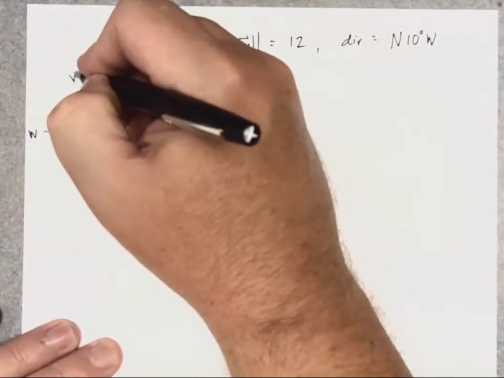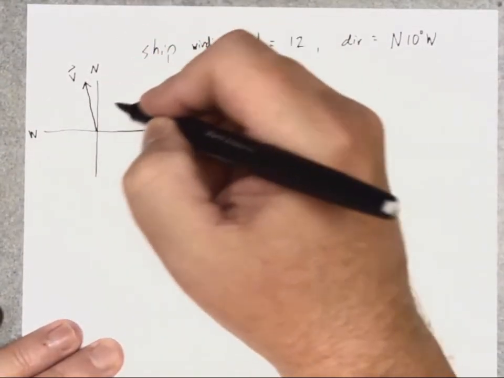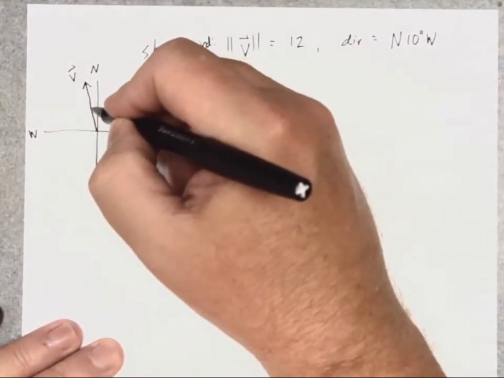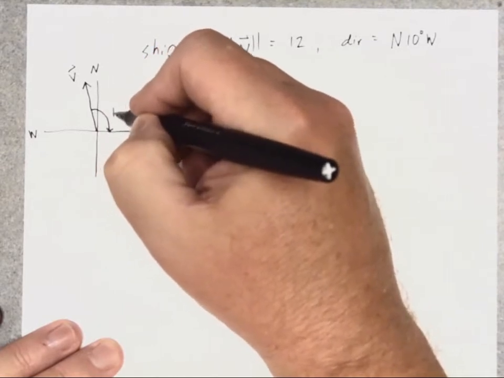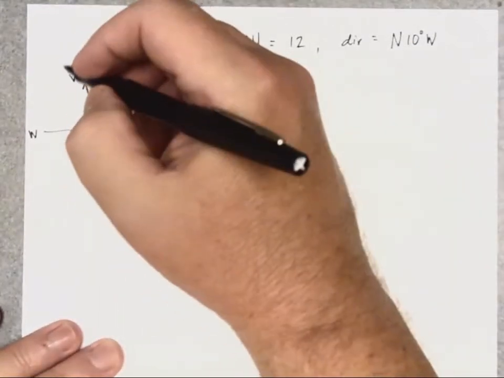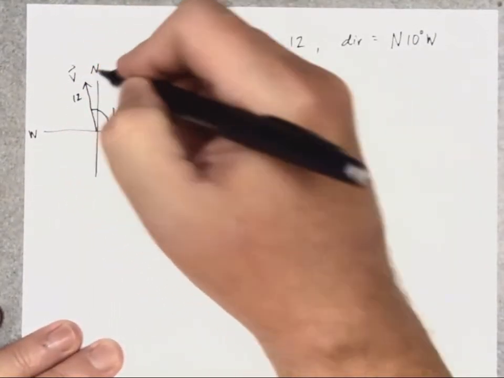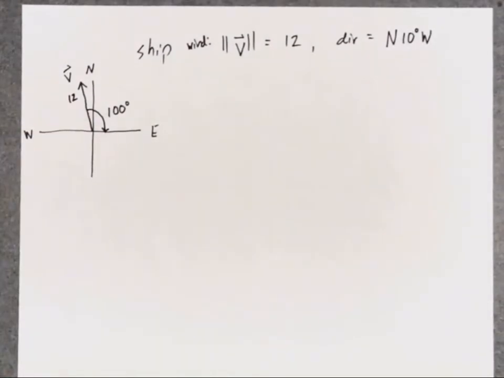So here's my V vector for the wind. If this is 10 degrees here, when I do my math, what I really need to know is this angle right here. That's really going to be 100. And then the magnitude of this is 12. So it's like I have this vector, magnitude of 12, angle of 100 degrees.